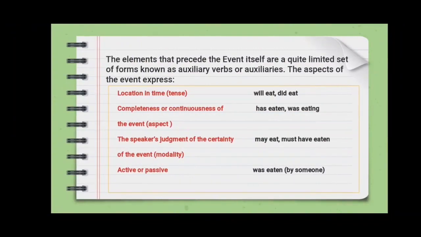Next, the elements that precede the event itself are a quite limited set of forms known as auxiliary verbs or auxiliaries. The first aspect of the event expressed is the location in time, or tense, and the examples here are will it and did it. So, will it and did it here show the time. And the second is the completeness or continuousness of the event, or aspect, and the examples are has eaten and was eating.